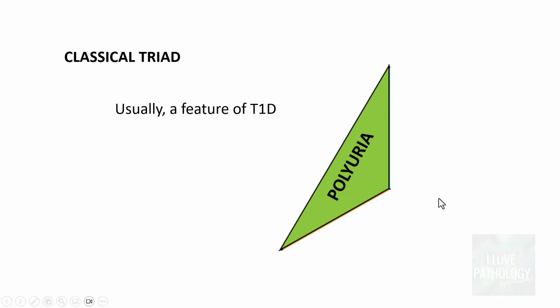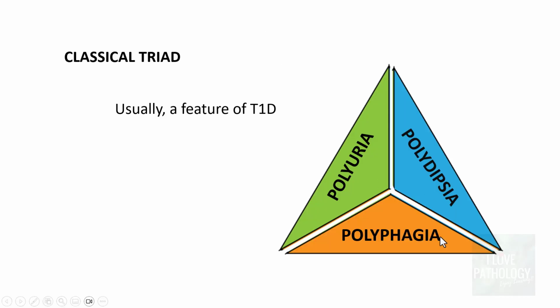So the classical triad that I am talking about is seen in type 1 diabetes mellitus. It is usually a feature of type 1 diabetes mellitus where you have polyuria, polydipsia, and polyphagia. So let us understand in detail the mechanisms underlying these three classical features. Let's begin with insulin deficiency leading on to hyperglycemia. This is what happens in type 1 diabetes mellitus, right?